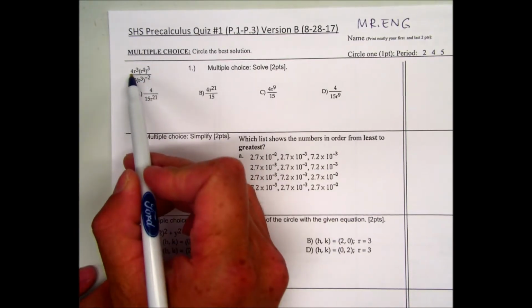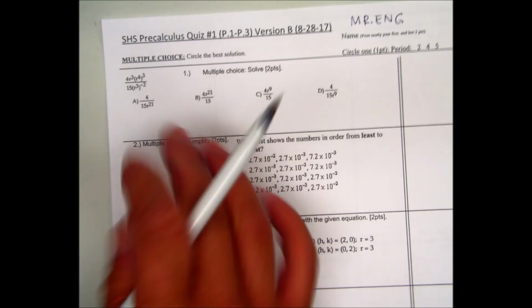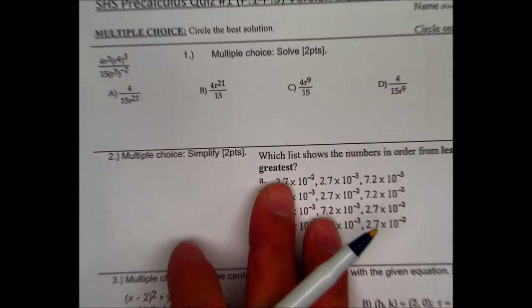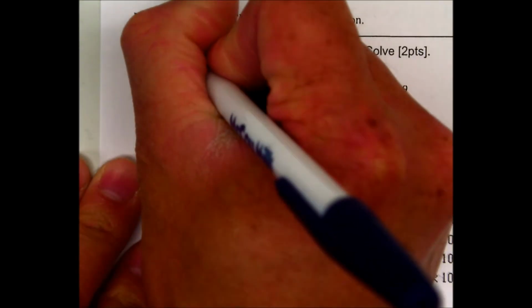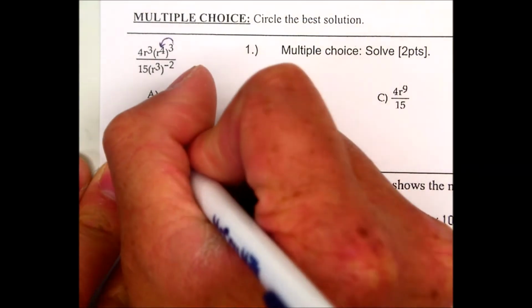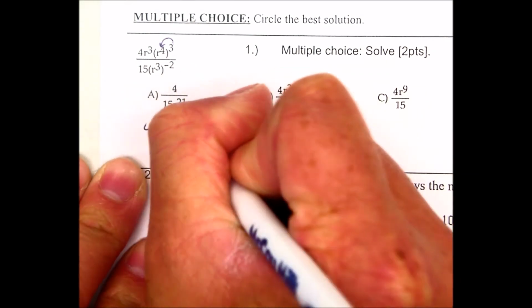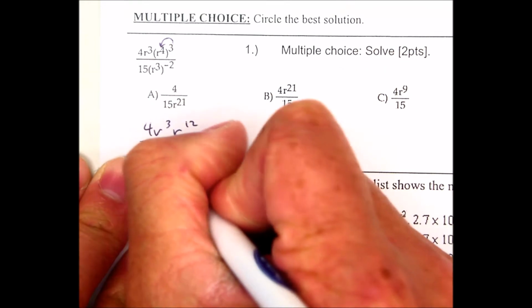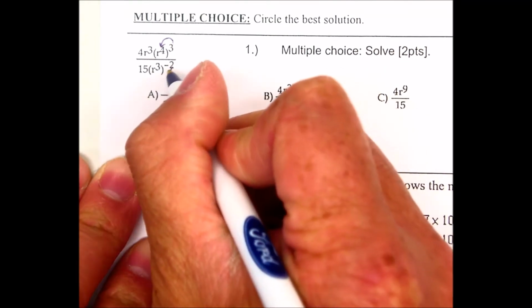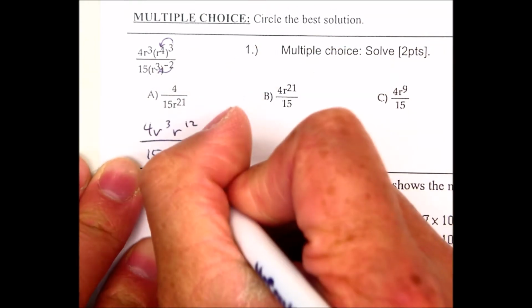So the first thing I see here on this exponent, I see 4r to the third power, which means you essentially have to do it 3 times, or you can just do the power of exponents, which is multiply, so 4r to the third, r to the 12th. Here the -2 goes to the r, so -2 times 3 is -6.